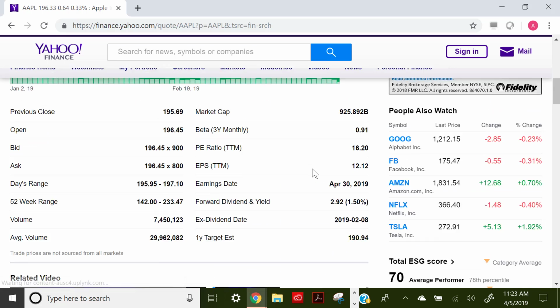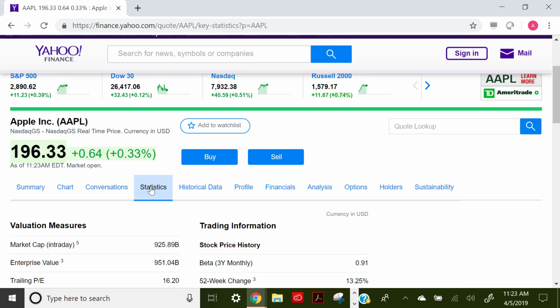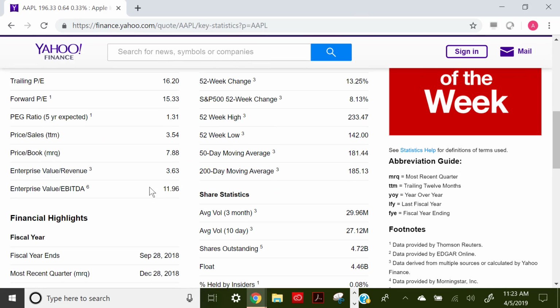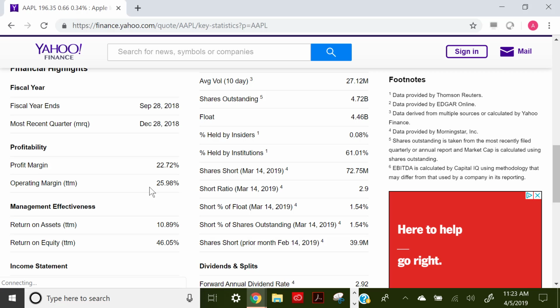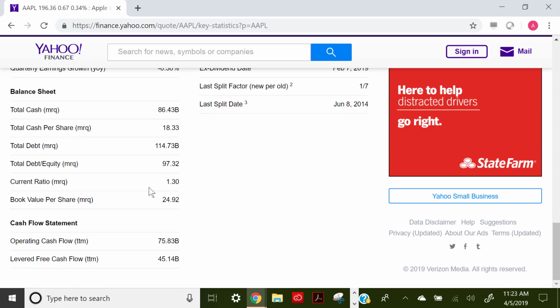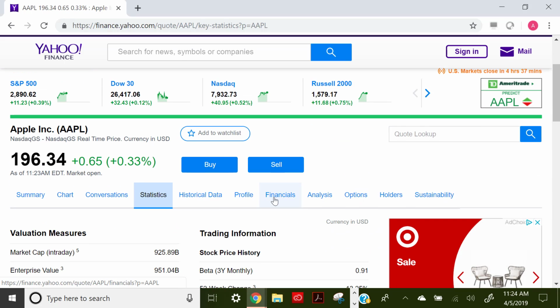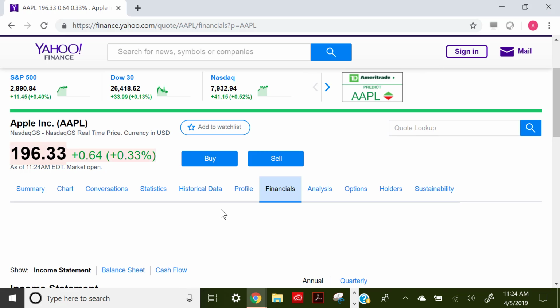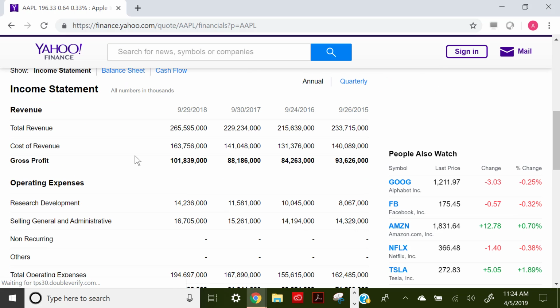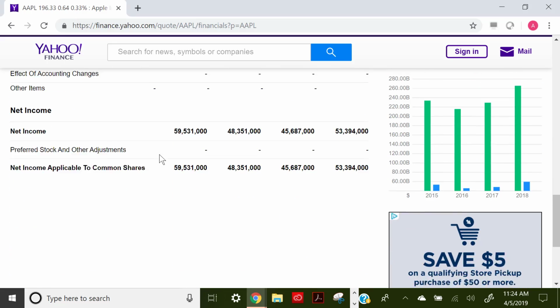Now, if we need more information, we can come up here and look at statistics, and you'll see that we have quite a bit of useful information here. In fact, they have many of the most important financial ratios already calculated for us. And then if that's not enough, we also have financials, which means they've actually shown us the income statement the last 4 years for Apple stock, as well as the balance sheet.